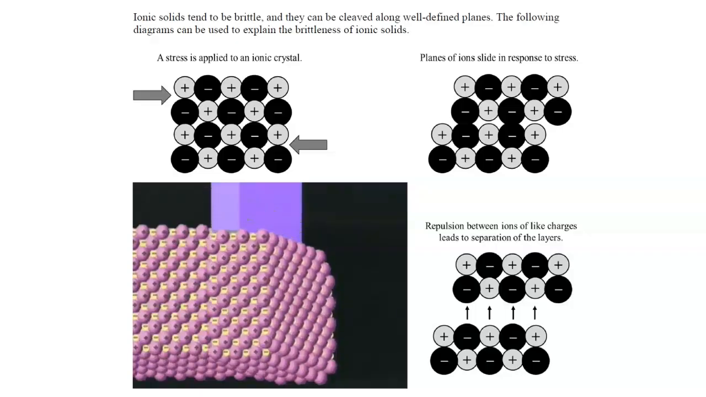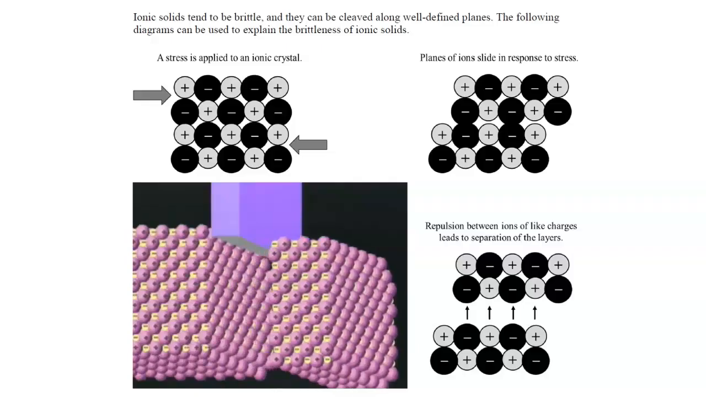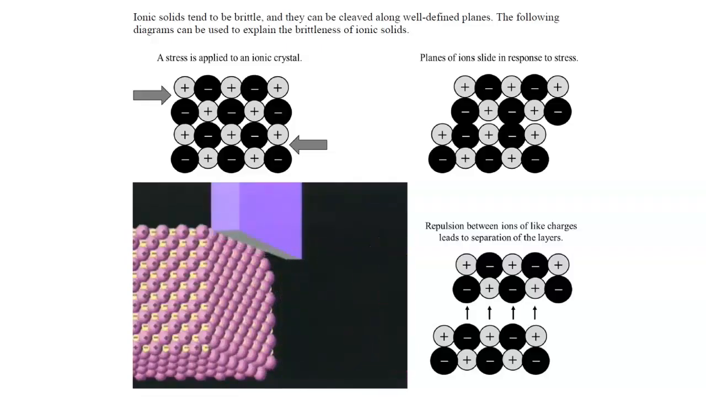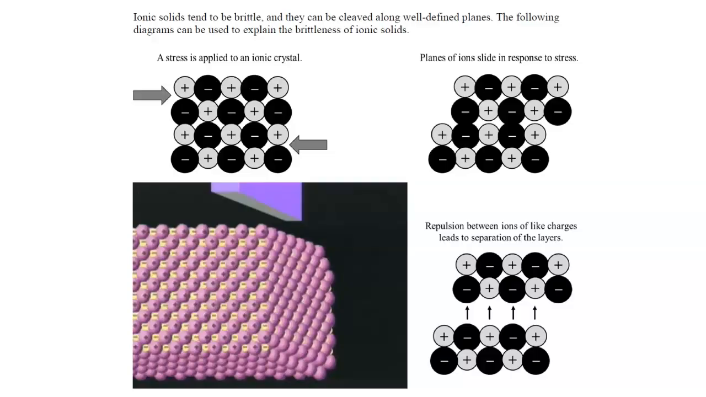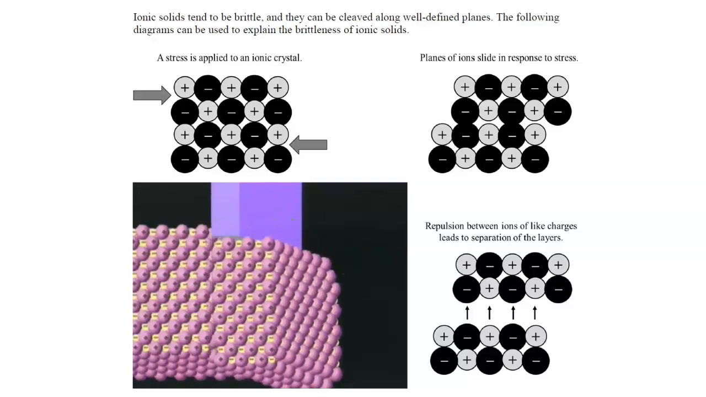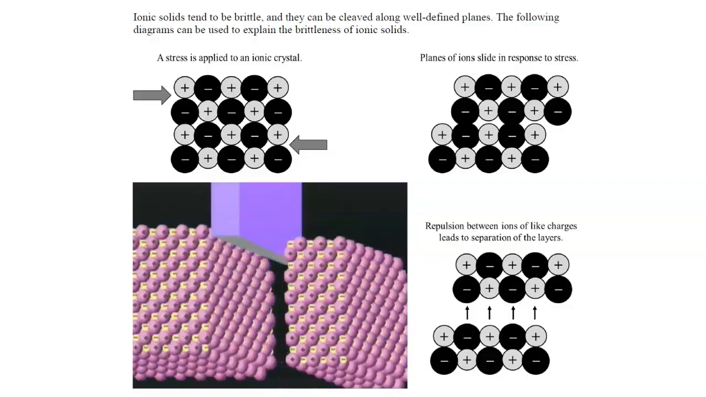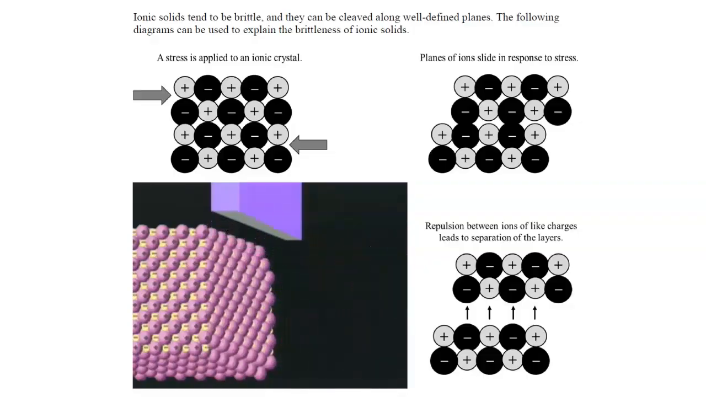In this atomic scale view of sodium chloride, when the crystal is struck, ions with the same charge are moved near each other. Since like charges repel, the crystal cleaves into two pieces along the plane where it was struck.